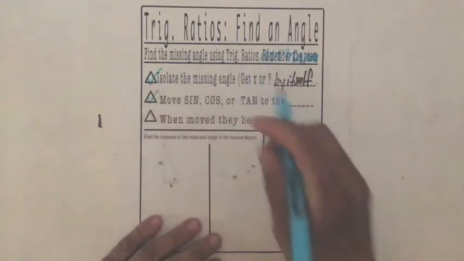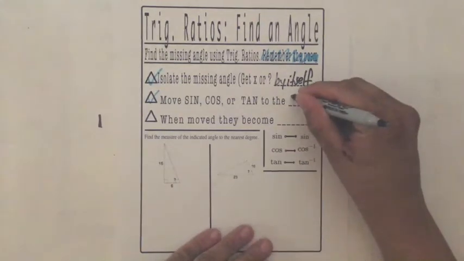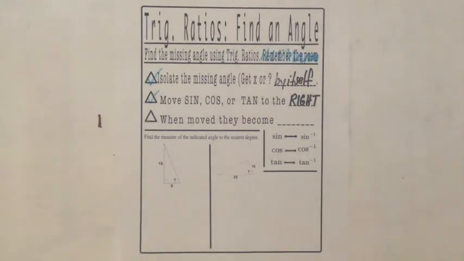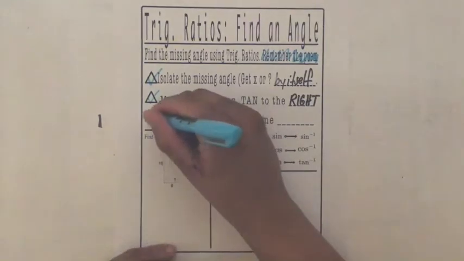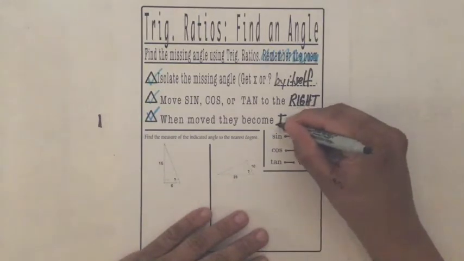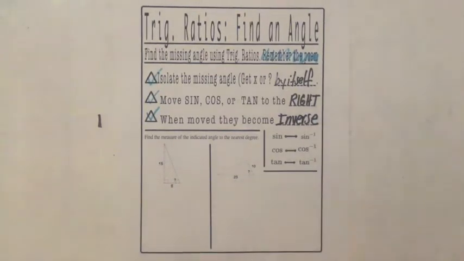Triangle number 2 is we're going to move sine, cosine, or tangent to the right of the line of separation, and I will demonstrate that in a second. Triangle number 3, when moved, they become what's called inverse. It's the math term for the opposite. So when you think of inverse, think of the opposite. The inverse of multiplying is dividing, and the inverse of adding is subtracting.